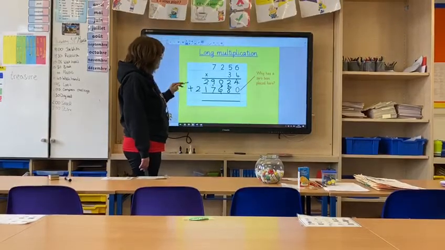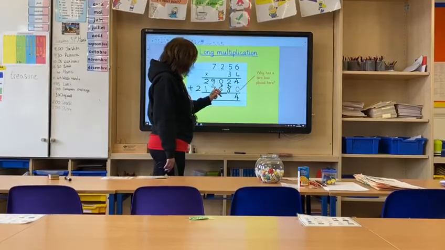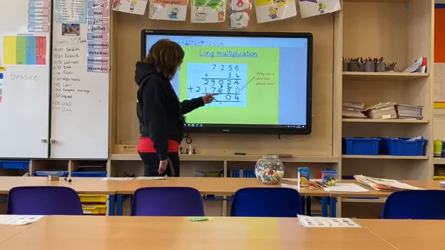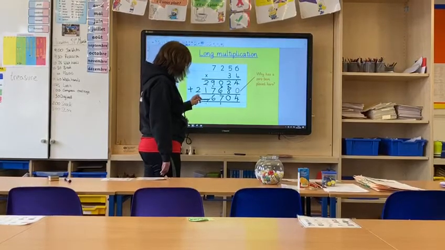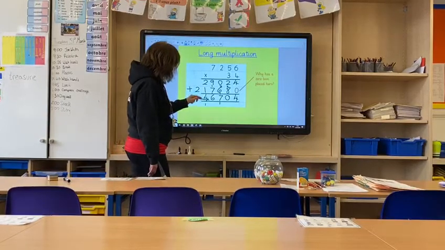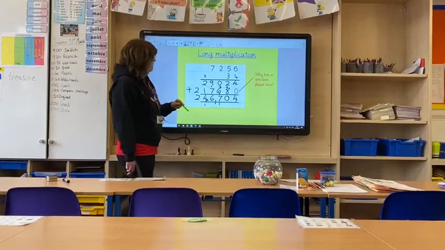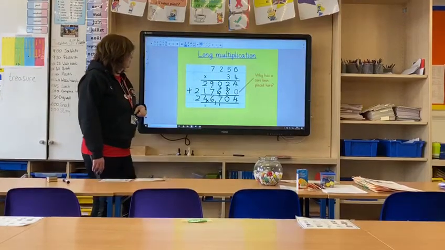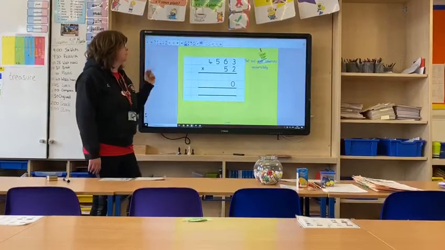I now need to add these all together. 4 plus 0 is 4. 2 plus 8 is 10. Remember to put the 1 down on the doorstep. 6 plus 1 is 7. 9 plus 7 is 16. 2 plus 1 is 4. And 2 plus 0 is 2. We can put the comma in for our answer. So we know 7,256 multiplied by 34 is 246,704.